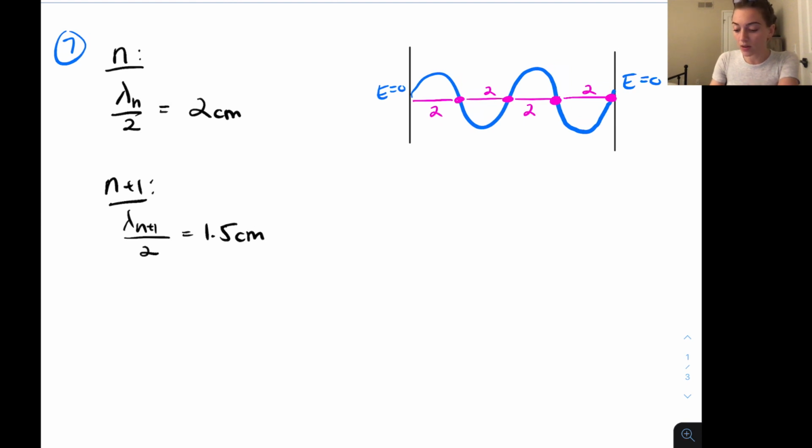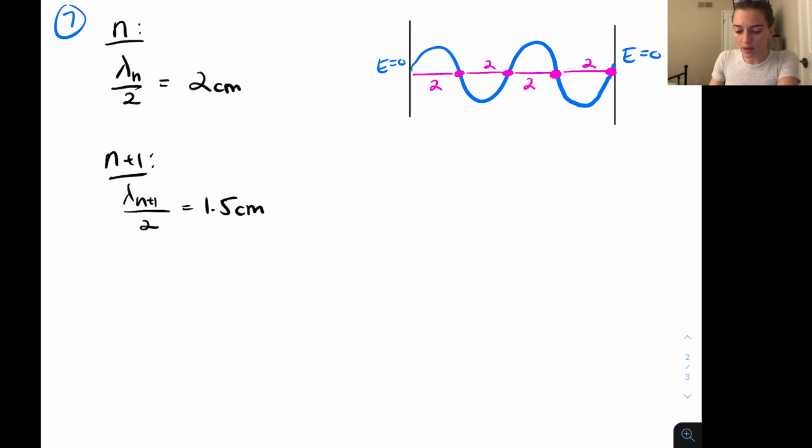And now we want to know, how big is the cavity? What we can do is take the case of the nth frequency, and we know that we're going to be fitting an integer number of half wavelengths into that cavity. So this is just some integer, times the half wavelength, and that's going to be equal to L. Then for the case of n plus 1, we're going to be fitting n plus 1 half wavelengths into that same length, the same cavity, L.